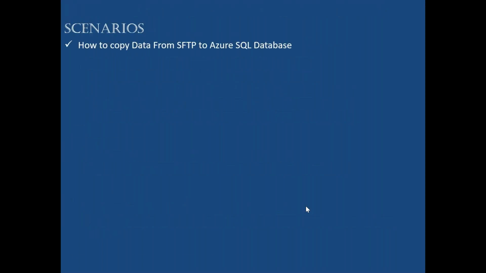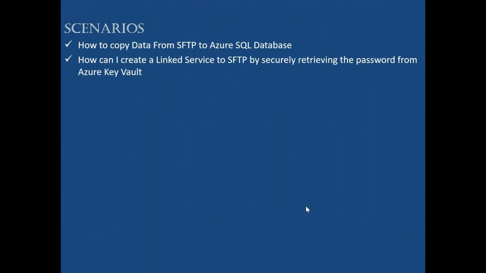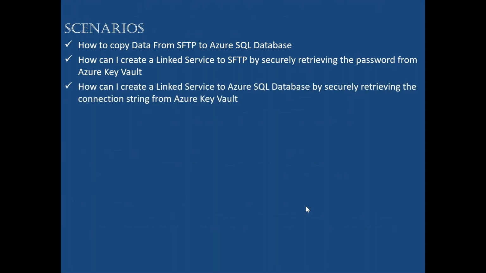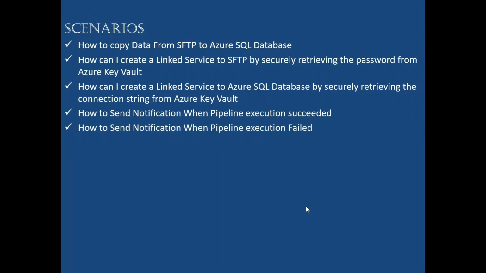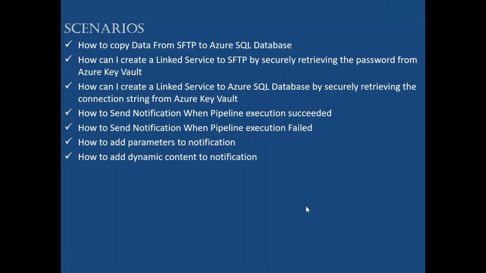Okay. Scenarios: we will see how to copy data from SFTP to Azure SQL DB. How can I create a linked service to SFTP by securely retrieving the password from Key Vault? How can I create a linked service to Azure SQL Database by securely retrieving the connection string from Key Vault? How to send a notification when the pipeline succeeded? How to send a notification when the pipeline failed? How to add parameters to the notification? How to add dynamic content to the notification web activity?